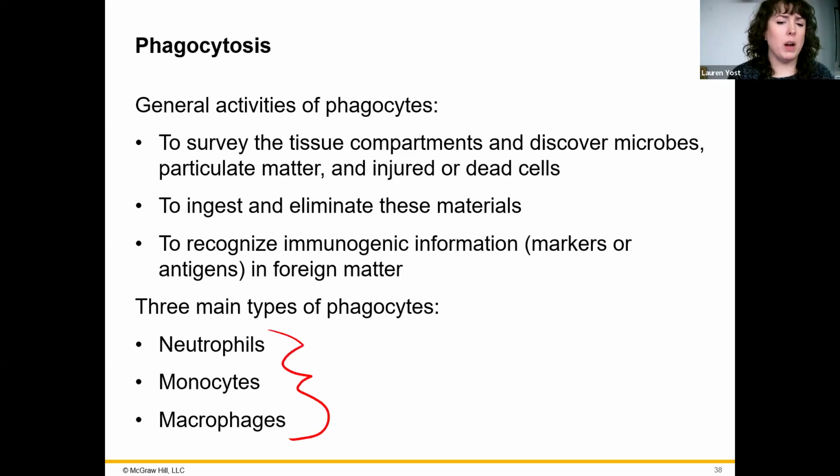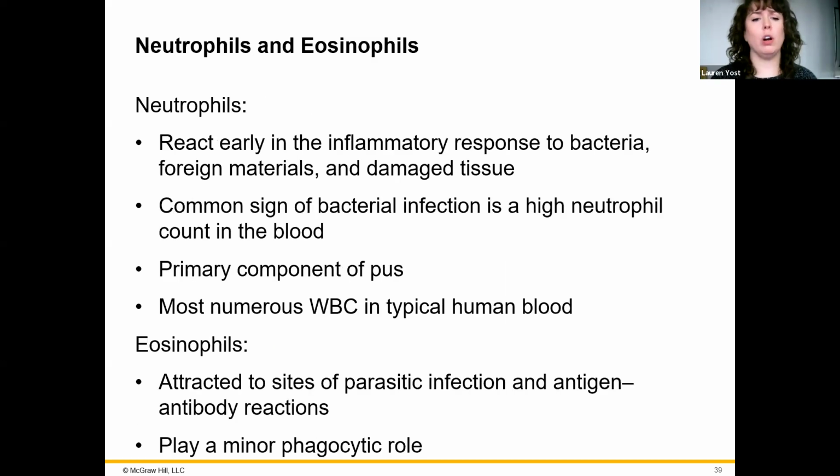Eosinophils can do it too, but I don't need you to know that. These are the big three, okay? Neutrophils are the most numerous white blood cell in the entirety of your blood, by far. So they're all over in your bloodstream, and they're going to react very early on in the inflammatory response. There's going to be a whole lot of them coming in.